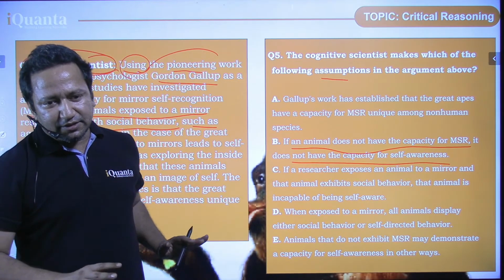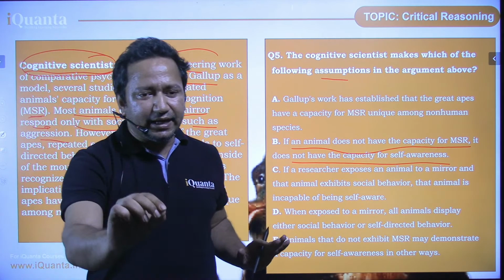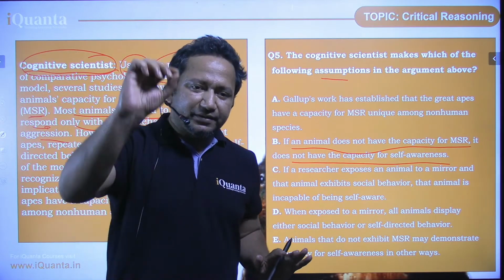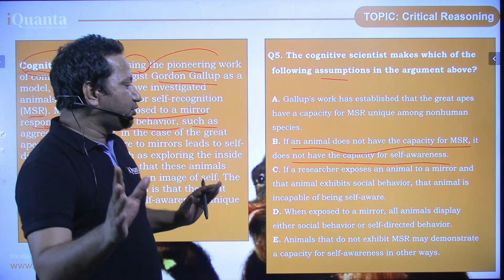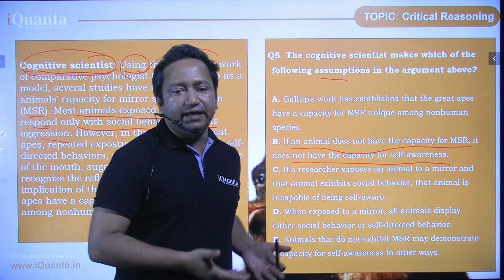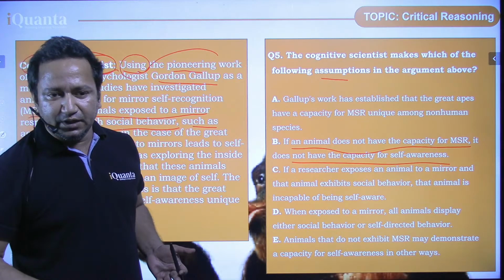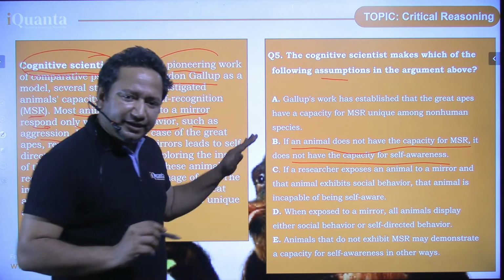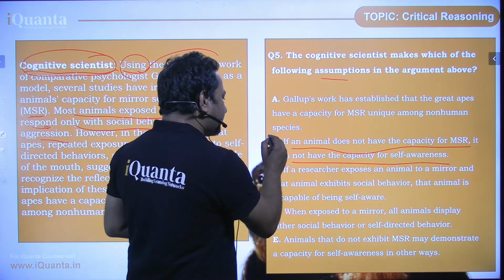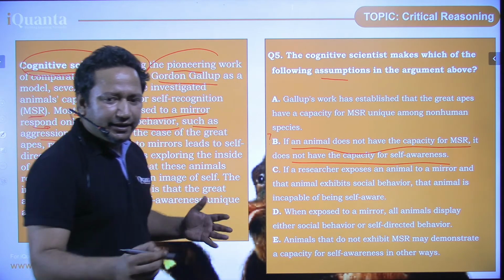In the passage only MSR has been represented, established as the tool to identify the capacity of self-awareness among non-human animals. Clear? So option B looks correct. But before marking option B, we should read option C and D as well. So I'll just put a question mark over here and read C and D, and then we can go back to option B.